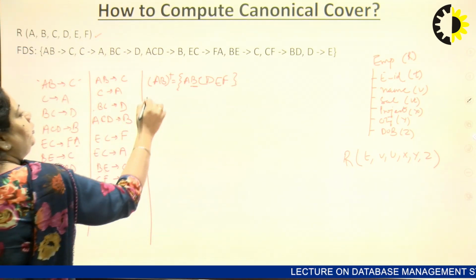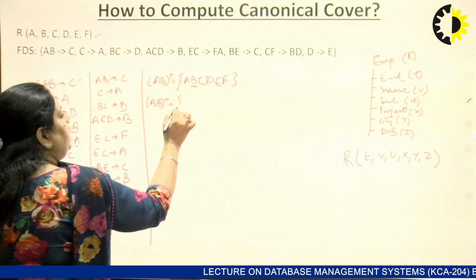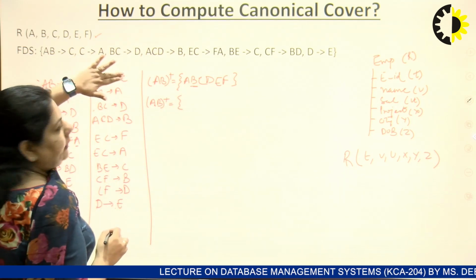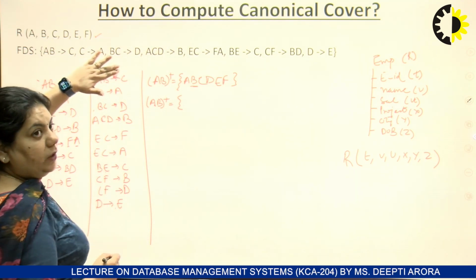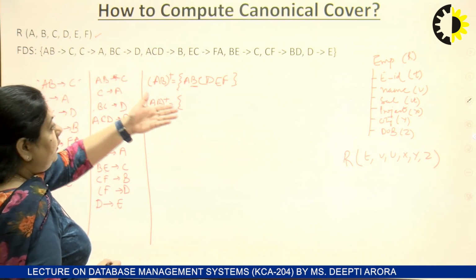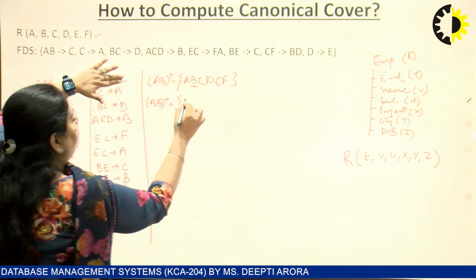Now what will we do? We will again compute the cover of AB, now by hiding it. Now hide this functional dependency, and again try to find out the cover of this AB. So let's find it. From AB we can find out AB.